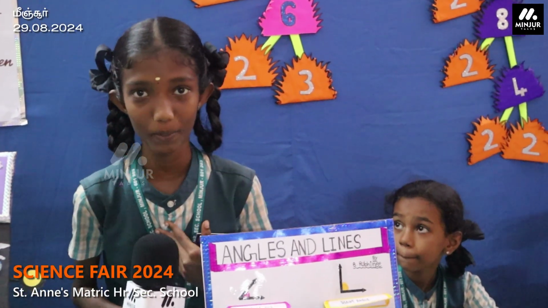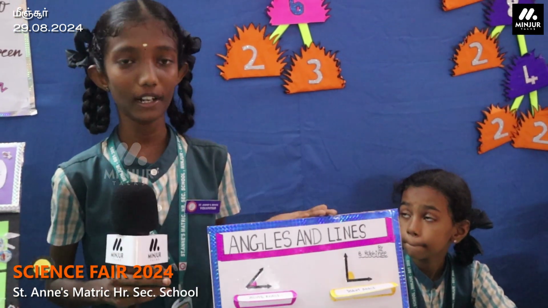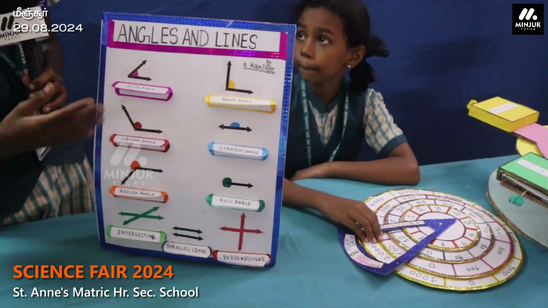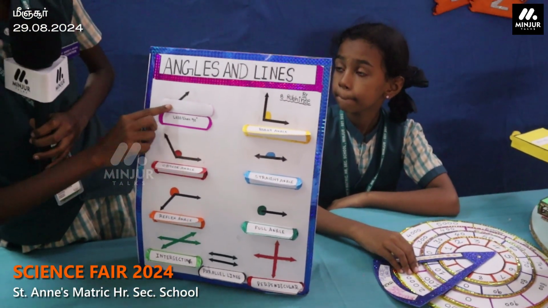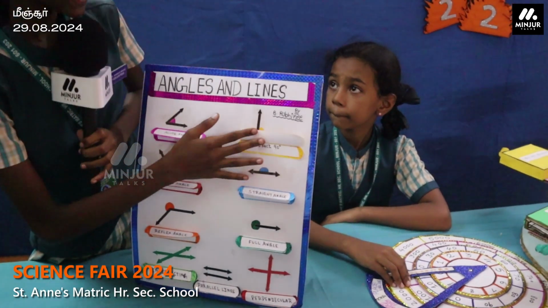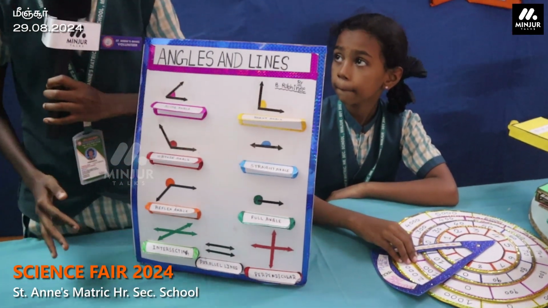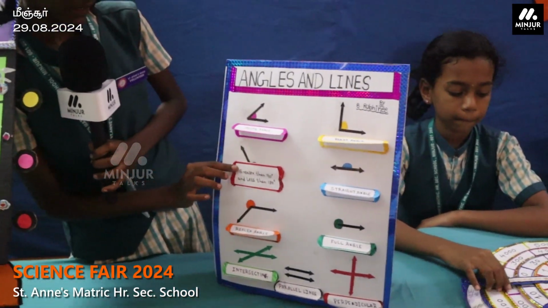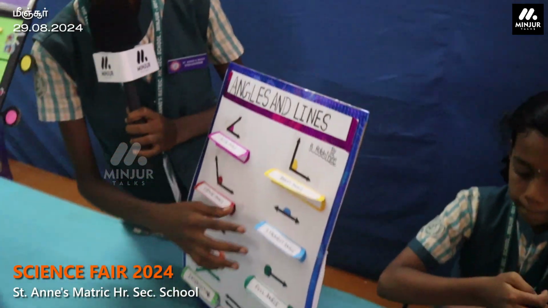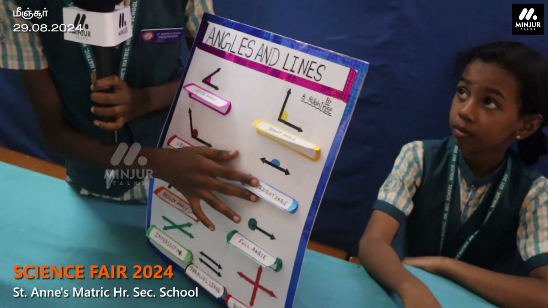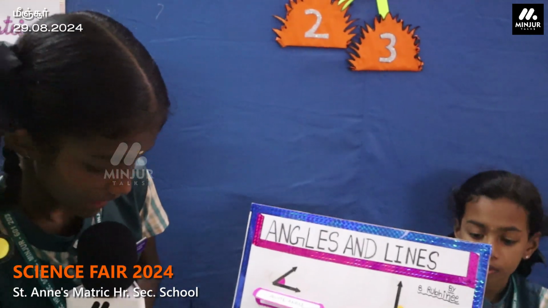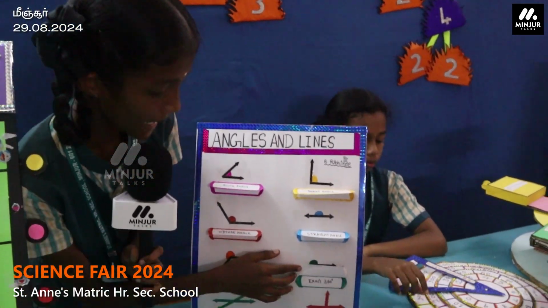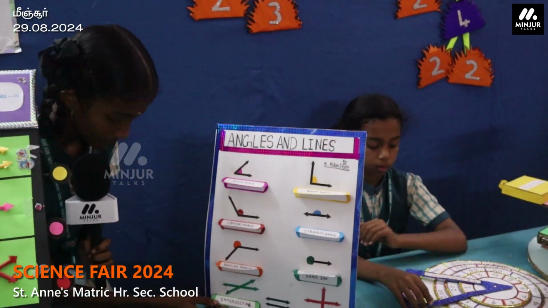Good afternoon. I'm B. Rubini from 6th A section. Now I'm here to explain about angles and lines. Let's begin. Angles. Acute angle: less than 90 degree. Right angle: exact 90 degree. Obtuse angle: greater than 90 degree and less than 180 degree. Straight angle: exact 180 degree. Reflex angle: greater than 180 degree. Full angle: exact 360 degree.